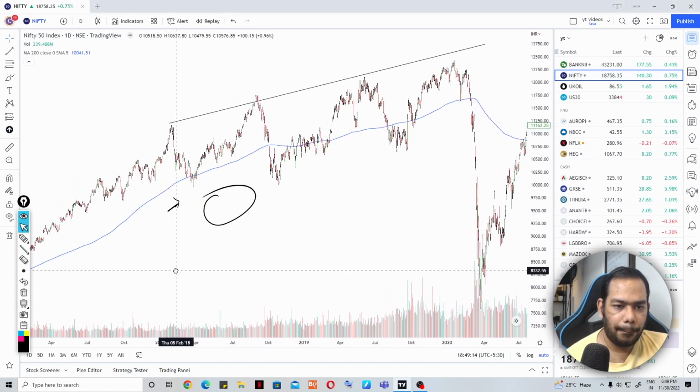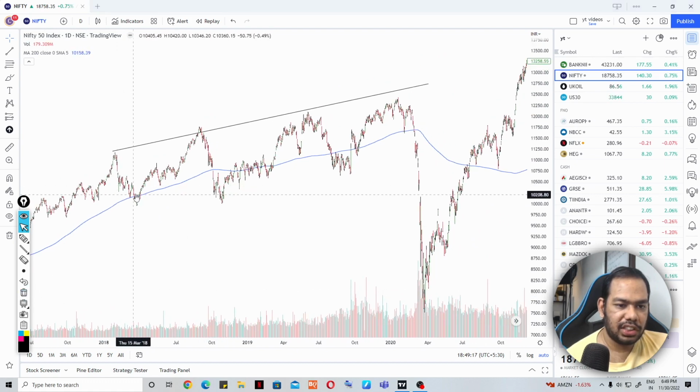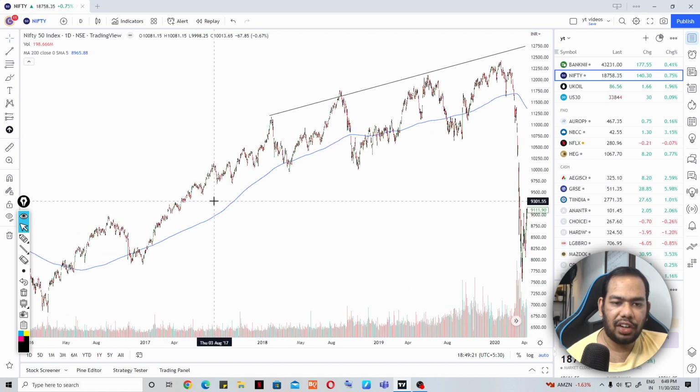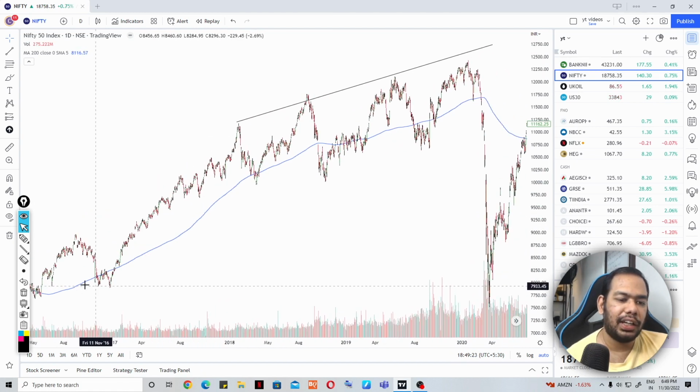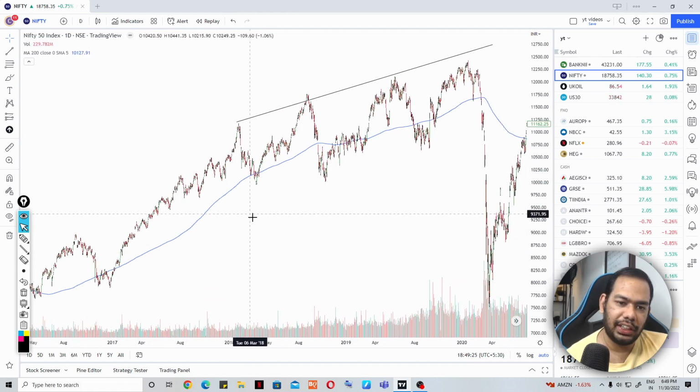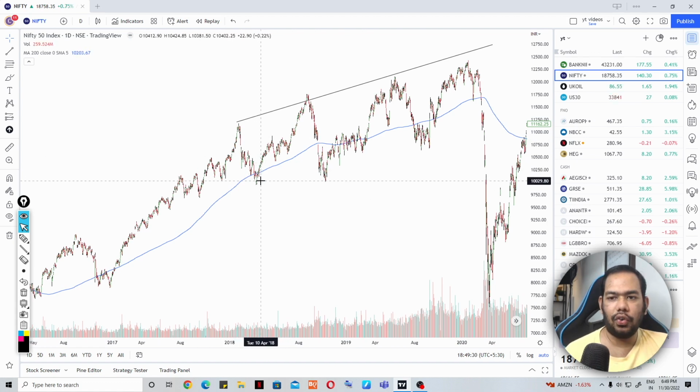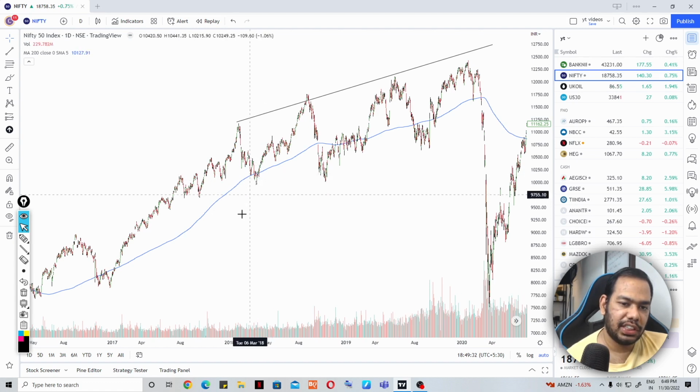Let us go back. Now this fall, if I remember, was due to the correction in Dow. We were having a very good bull market from 2017 to 2018. Here we see a fall in correlation with Dow. If you see the Dow as well, you will see this kind of behavior.